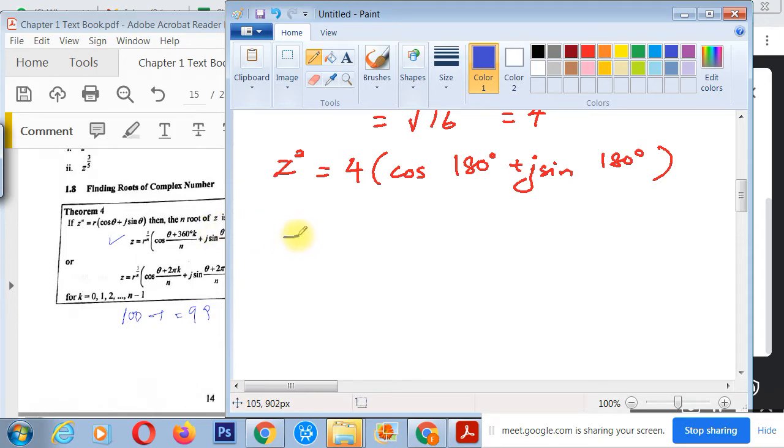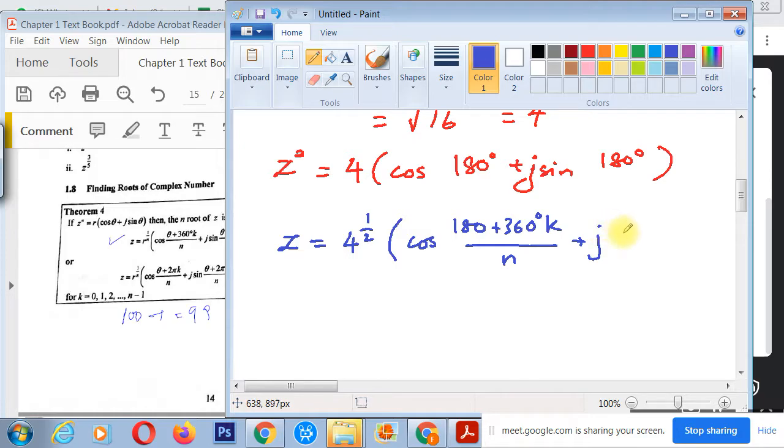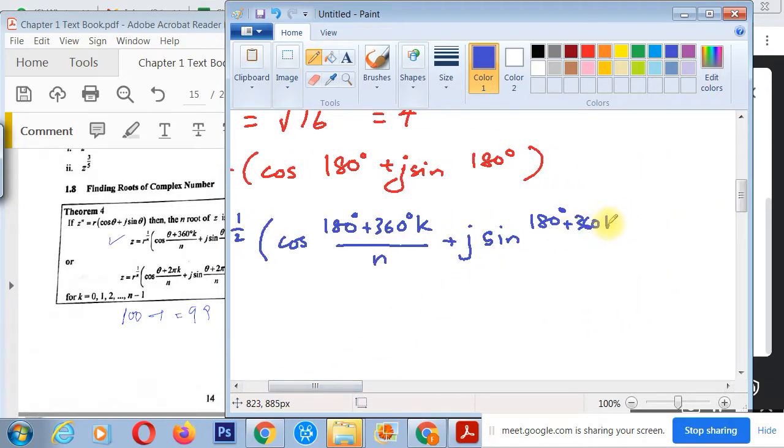So z squared, we leave it, z equals to the square root of 1/2, and then cos, okay, theta, where theta is our theta here, 180 degrees plus 360 degrees K over N, plus j sine of 180 degrees plus 360 K over N. Okay?